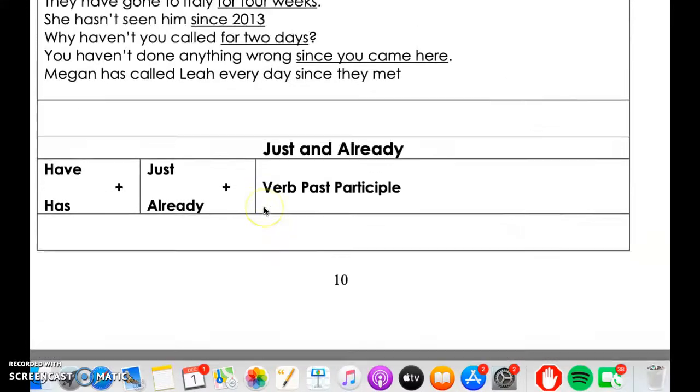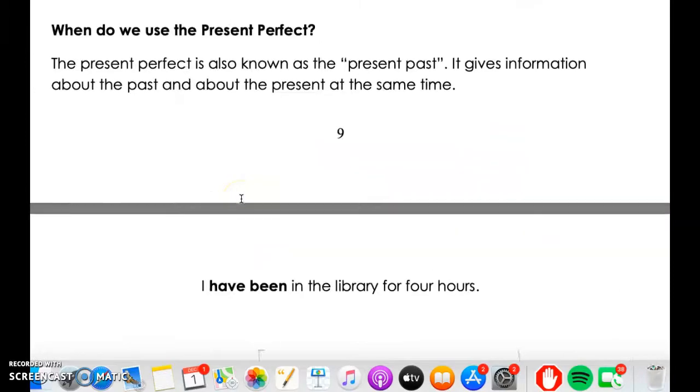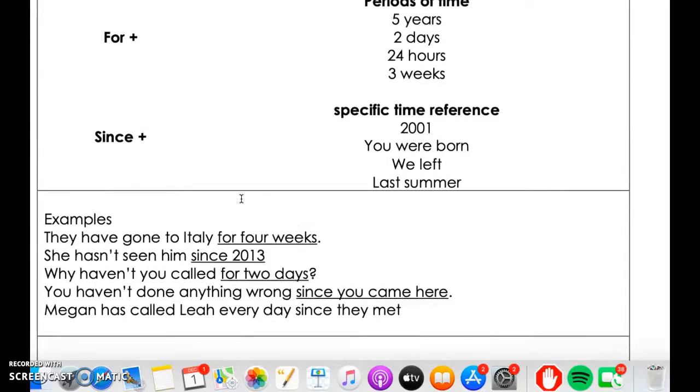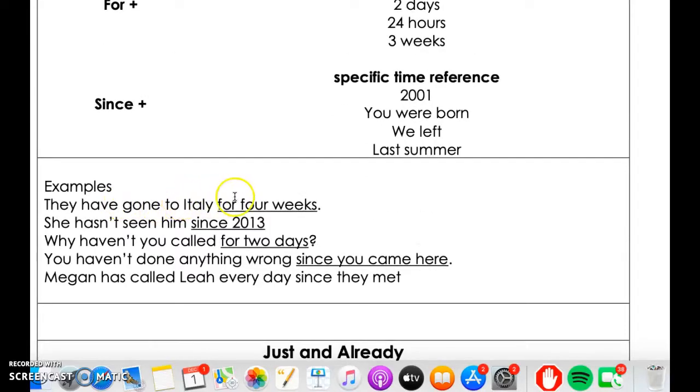Or, for example, I have lived in Palma since I was born. I have lived. I still live in Palma. Or they have gone to Italy for 4 weeks. They are still in Italy. D'acord? Yeah.